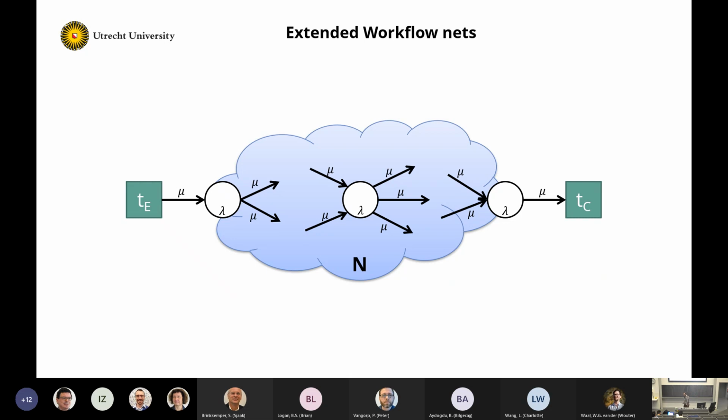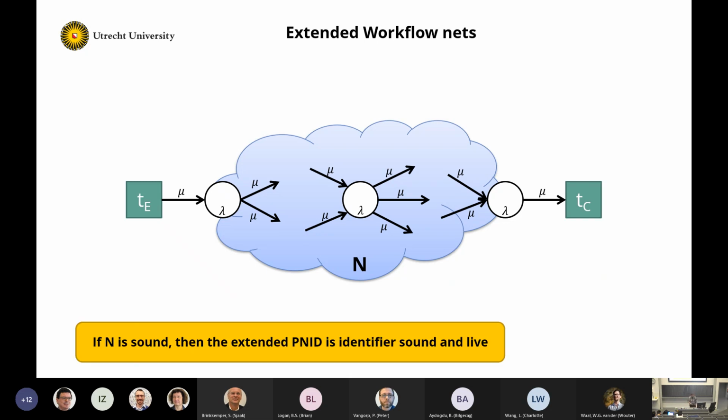We add a transition in front of it. We add a transition in the back of it, creating those identifiers. And you can prove that this one is bisimilar to the classical net. So if this classical net N is sound, then this extended net is identifier sound and live. This is a beautiful subclass that always works. A bit of a trivial case, of course, but at least this small case works. This shows that this whole idea of coloring identifiers and then just checking for a single color works. That's basically what this one is saying.